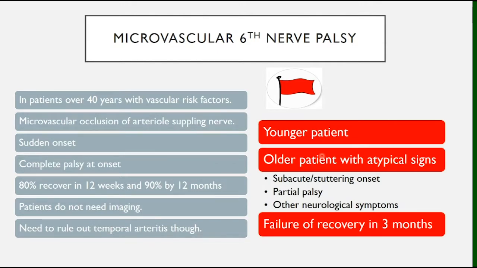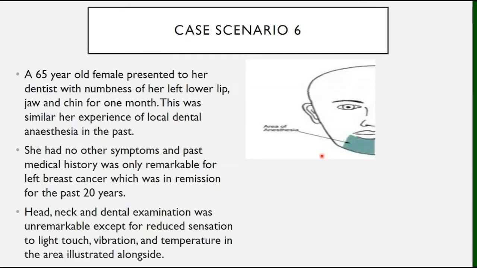So red flags include a younger patient, and older patients with atypical signs like subacute or stuttering onset, partial palsy, and other neurological symptoms. So if you get a seventh nerve palsy, what do you think? Think of something like a CP angle lesion or an infarct. And with failure of recovery in 3 months, you would consider imaging.